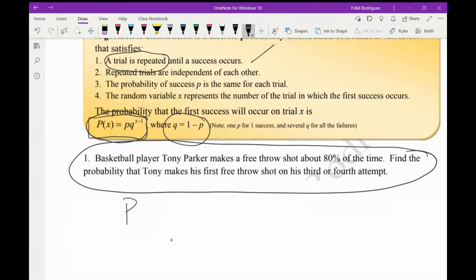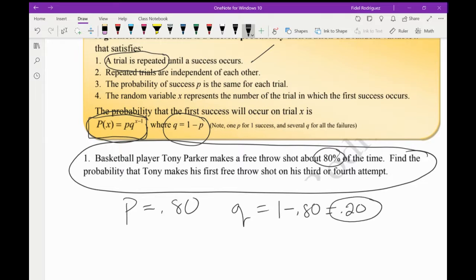Let's do the same thing. What's my little p? He makes his free throw shots 0.80. Remember how I'm going to do q. It's going to be 1 minus 0.80, which is 0.20. So when I write out my formula, it's going to look like this: 0.80 times 0.20 to the power x minus 1.